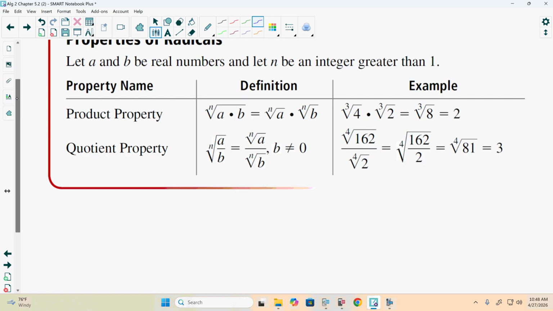Quotient property says if I have two things being divided inside of a radical, I can split it up into two radicals being divided. Or if we have two radicals with the same index, the same radical being divided, we can merge it into one. The only reason we would really want to merge it into one is if the two numbers inside will divide nicely, will simplify nicely. 162 over 2, 162 is divisible by 2 evenly. We would want to reduce it.